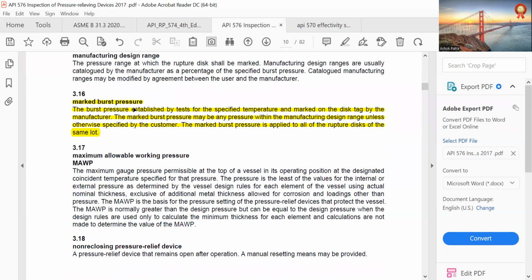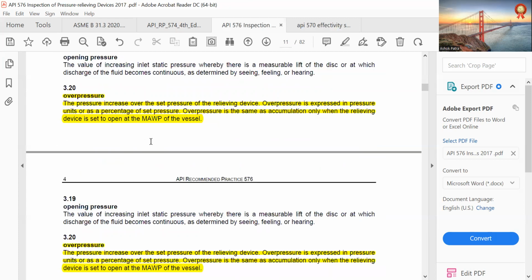Marked burst pressure: the burst pressure is established by test for the specified temperature and marked on the disc tag by the manufacturer. The marked burst pressure may be any pressure within the manufacturing design range unless otherwise specified by the customer. The marked burst pressure is applied to all the rupture discs of the same lot.